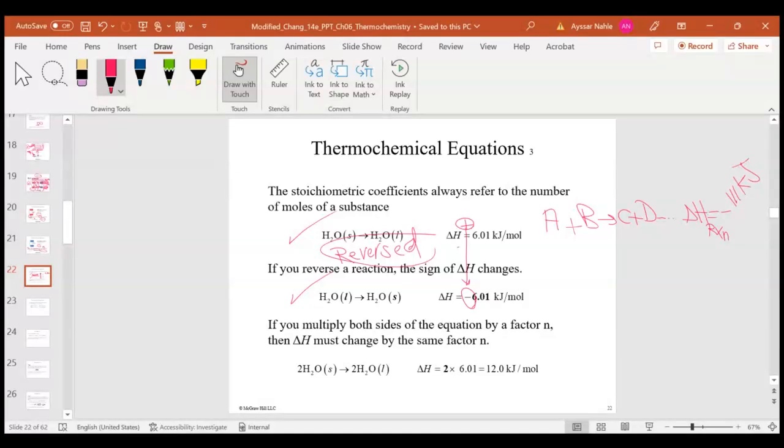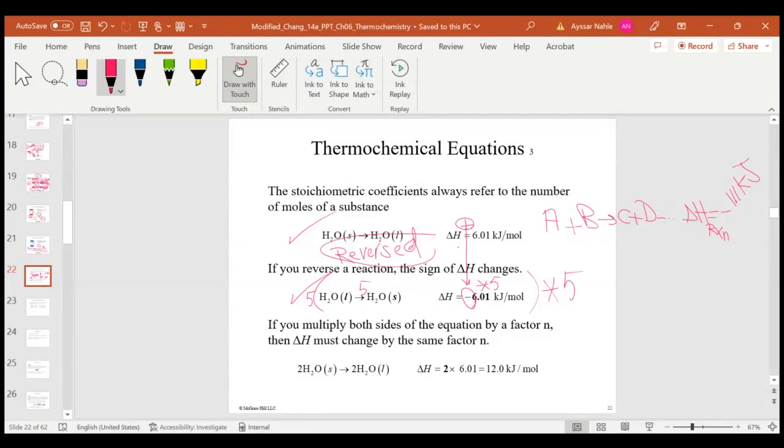Rule number two: if I have a thermochemical equation, and if I multiply or divide this equation by any coefficient, I have to do the same thing with the delta H. So if I take this one, for example, and multiply it by 5, then this will be 5, and this will be multiplied by 5. Is this okay? If I divide it, I have to do the same. So now we've got two rules: reversing the equation, you have to reverse the sign of the delta H.